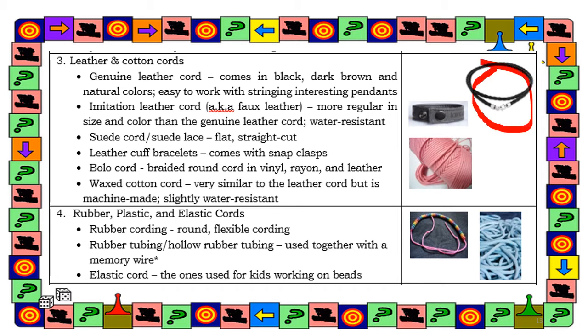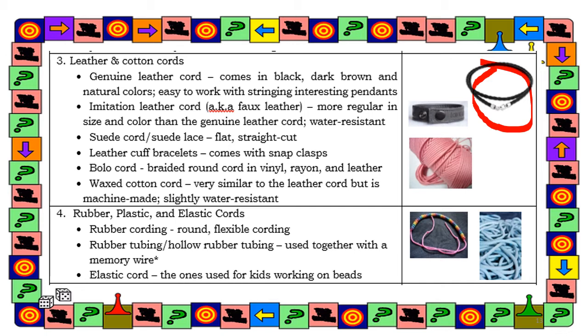Alright. Then we have the imitation leather cord. It is more regular in size and color than the genuine leather cord. It is water resistant. Of course, it is cheaper than a genuine leather cord. Then we have the suede cord or the suede lace. It is flat and straight cut.